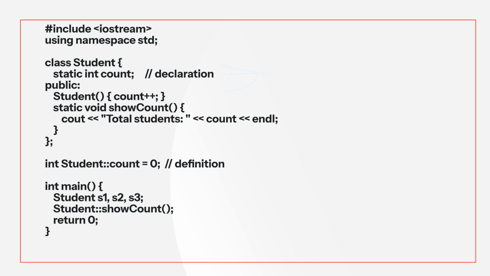This code example demonstrates a static data member "count" to track the number of student objects and a static member function "showCount" to display it.